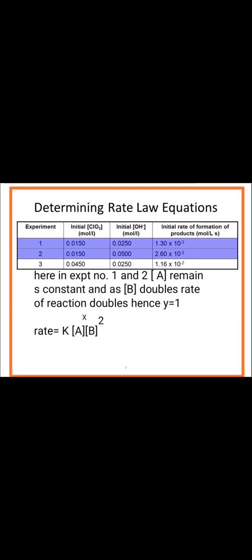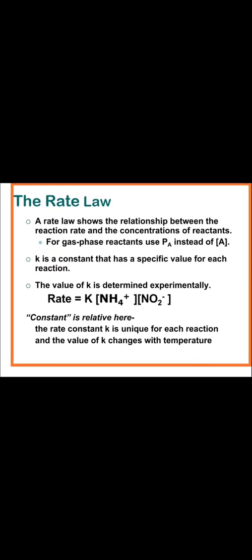That is, in experiment 1 and 2, the concentration of A remains constant and the concentration of B doubles, the rate of reaction also doubles. That is 2 is equal to 2 raised to y. That is y is equal to 1. Keep in mind that y is equal to 1. So the rate is equal to k A raised to x B raised to 1. दोनचे 1 आहे 2च्या ऐवजी तिथं b raised to 1 असं मेन्शन करा. Rate law. See another example.